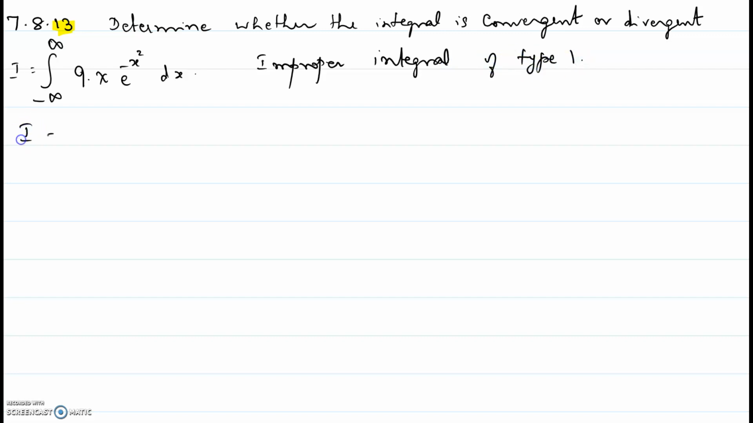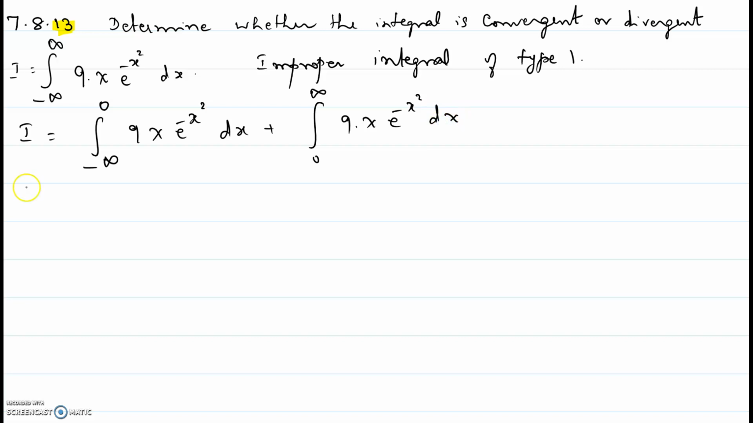Now we can split the integral into two parts. One is negative infinity to 0, 9x e to the negative x squared dx, plus 0 through infinity, 9x e to the negative x squared dx. We'll call integral I as I sub 1 plus I sub 2. Then we will evaluate I1 and I2 and plug it back in here in this step 1.